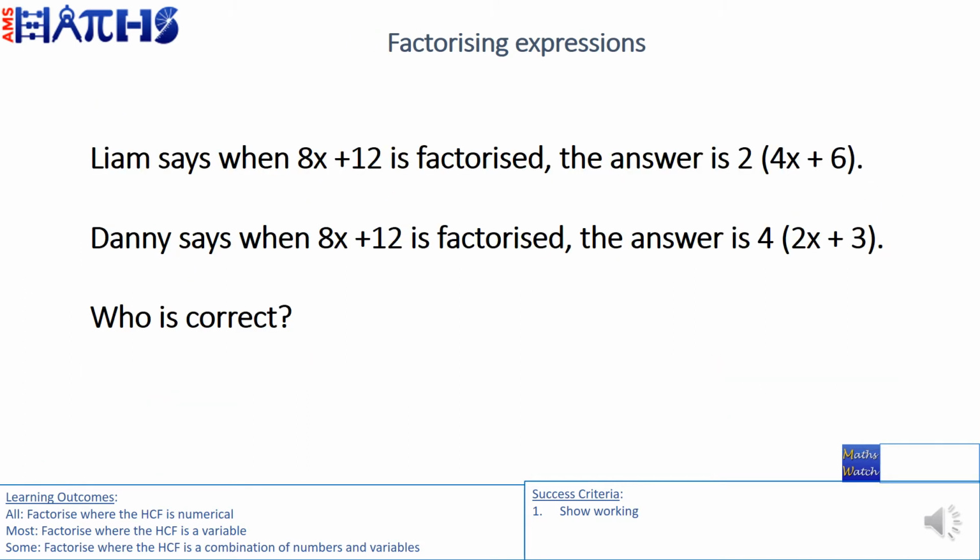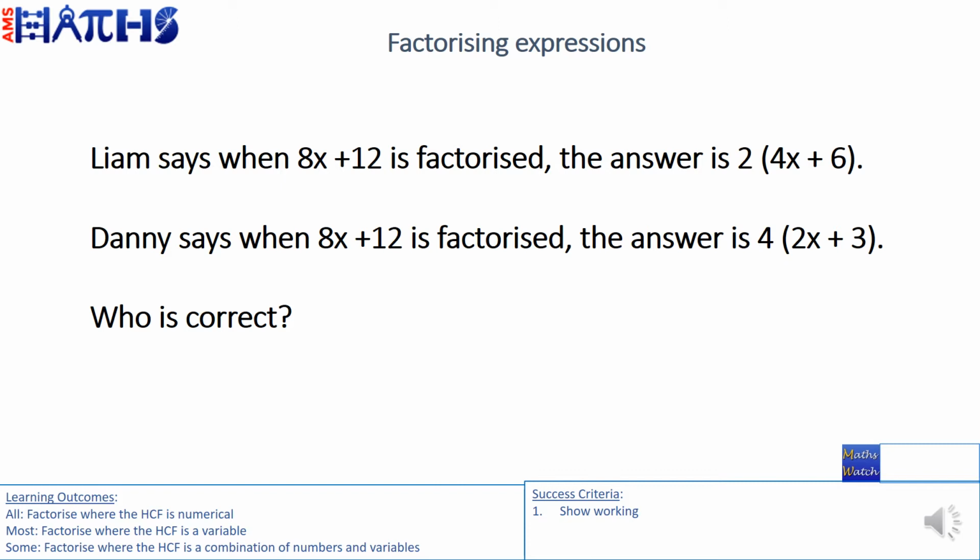Let's look at this word problem. It says Liam says when 8x plus 12 is factorized, the answer is 2 open bracket 4x plus 6, and Danny says when 8x plus 12 is factorized, the answer is 4 open bracket 2x plus 3, and we need to see who is correct.